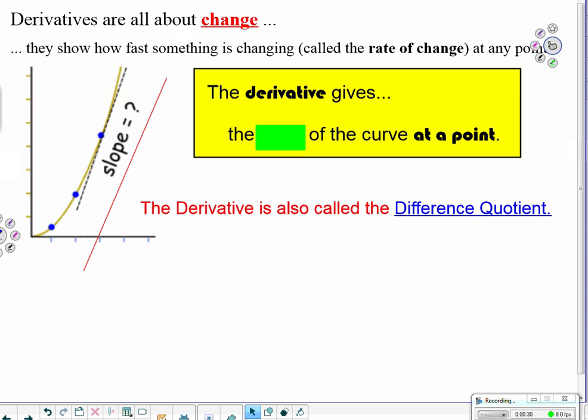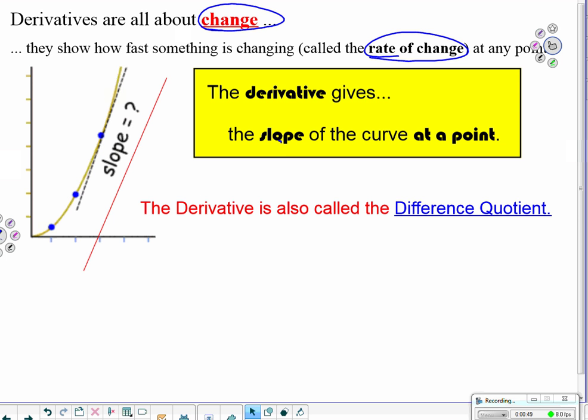Derivatives. What is a derivative? Well, derivatives inform us about how fast something's changing. So derivatives are all about change. Often you'll hear us talk about the rate of change at some point. A derivative gives us the slope of the curve at a point.